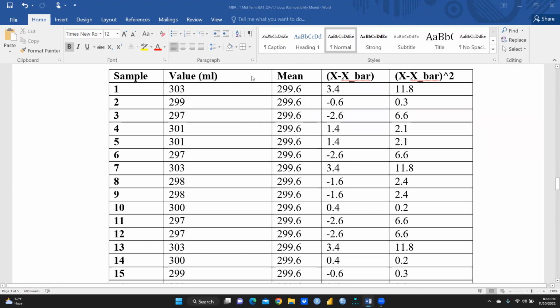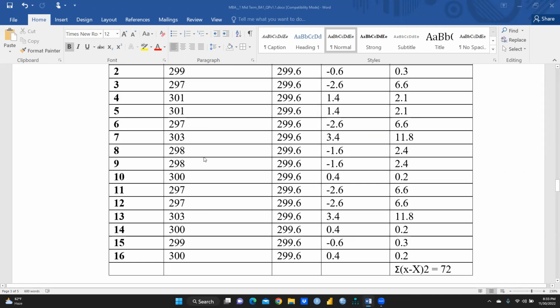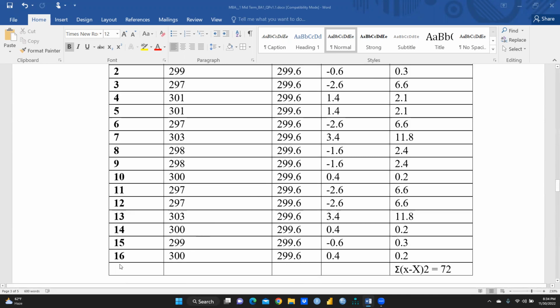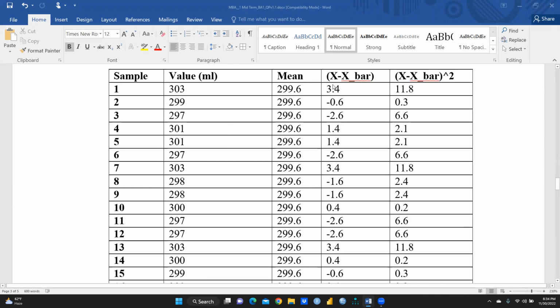Then the mean. We are going to calculate the mean. How are we going to calculate the mean? We have to just add all the values, specified in ml, and divide by 16. So now we get the mean value, and the mean value is 299.6. After summation of all these values divided by 16, I have got the mean value of the sample.